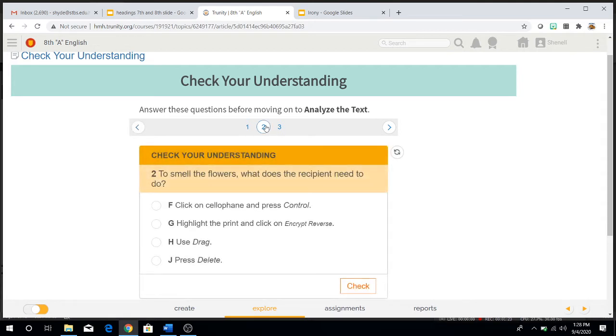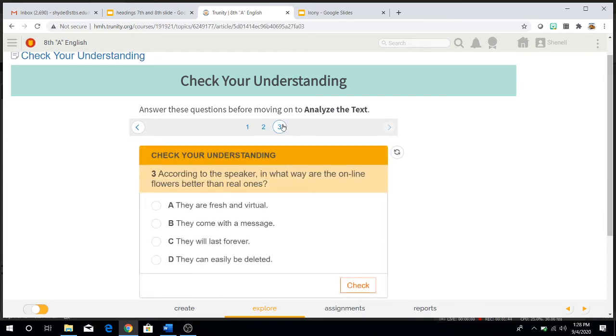Check your understanding too. To smell the flowers, what does the recipient need to do? F, click on cellophane and press Control. G, highlight the print and click on Encrypt Reverse. H, use drag. Or J, press Delete. Choose your answer, and then we'll check later.